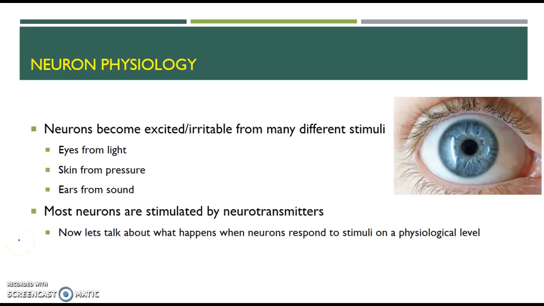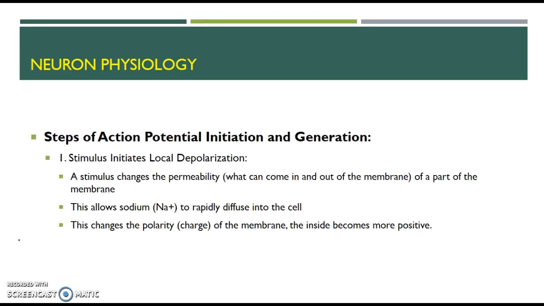Welcome to your last video for lesson 1. Today we're going to get into the physiological way that neurons are able to transmit messages. So we need to talk about steps of an action potential initiation and generation.